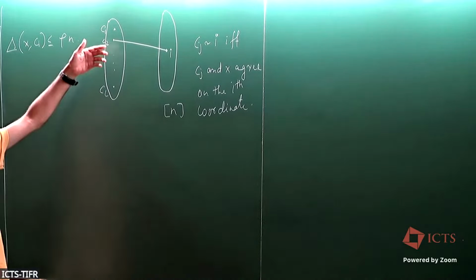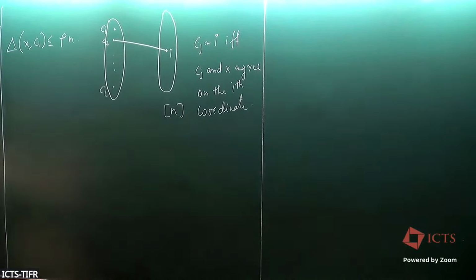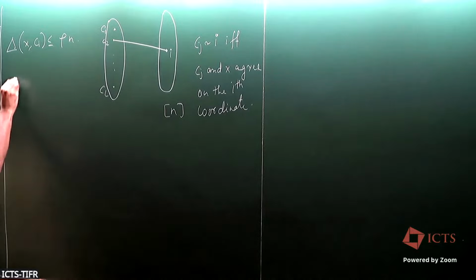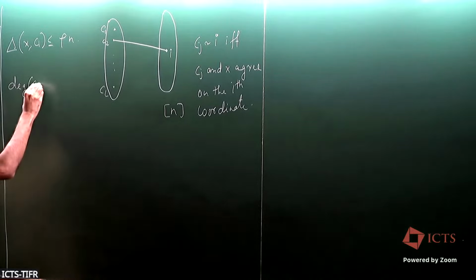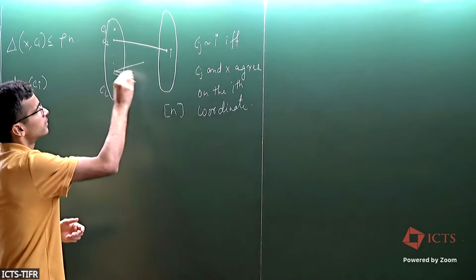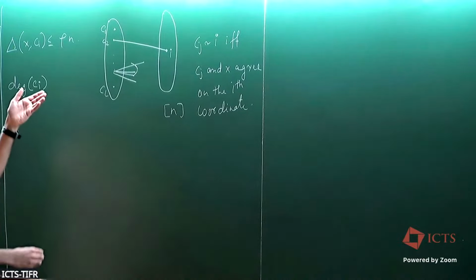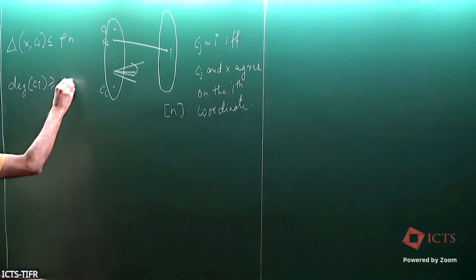We can say some things about this graph based on its construction. What can we say about the degree of every vertex on the left? The degree of any Ci is going to be the number of coordinates on which it agrees with X. So this is going to be at least 1 minus rho times n.